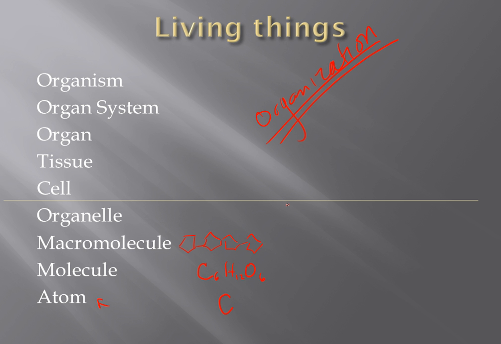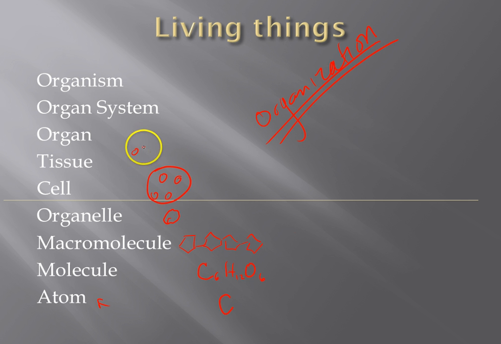You can have a whole bunch of macromolecules of starch come together to form the organelle, the vacuole, where starch is stored. Then you can have a cell. It has a whole bunch of different organelles in it. Now look what we've done here. Every one of these is still carbon. It's just carbon as part of this, as part of this, as part of that.